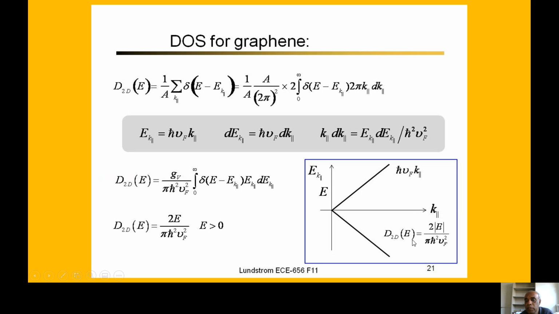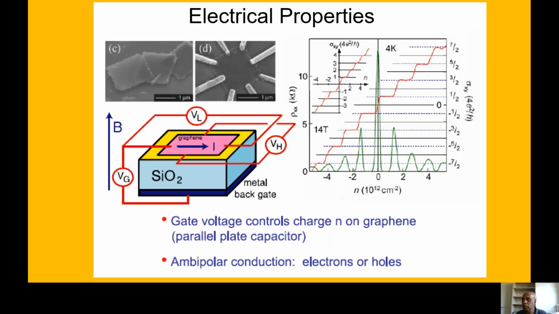So density of state is given as 2E over this value. Please remember the density of state for graphene, we showed that one before, right? It goes like a straight line near Fermi energy. So next I want to talk a little bit about electrical properties of graphene. This is actually the most exciting thing.